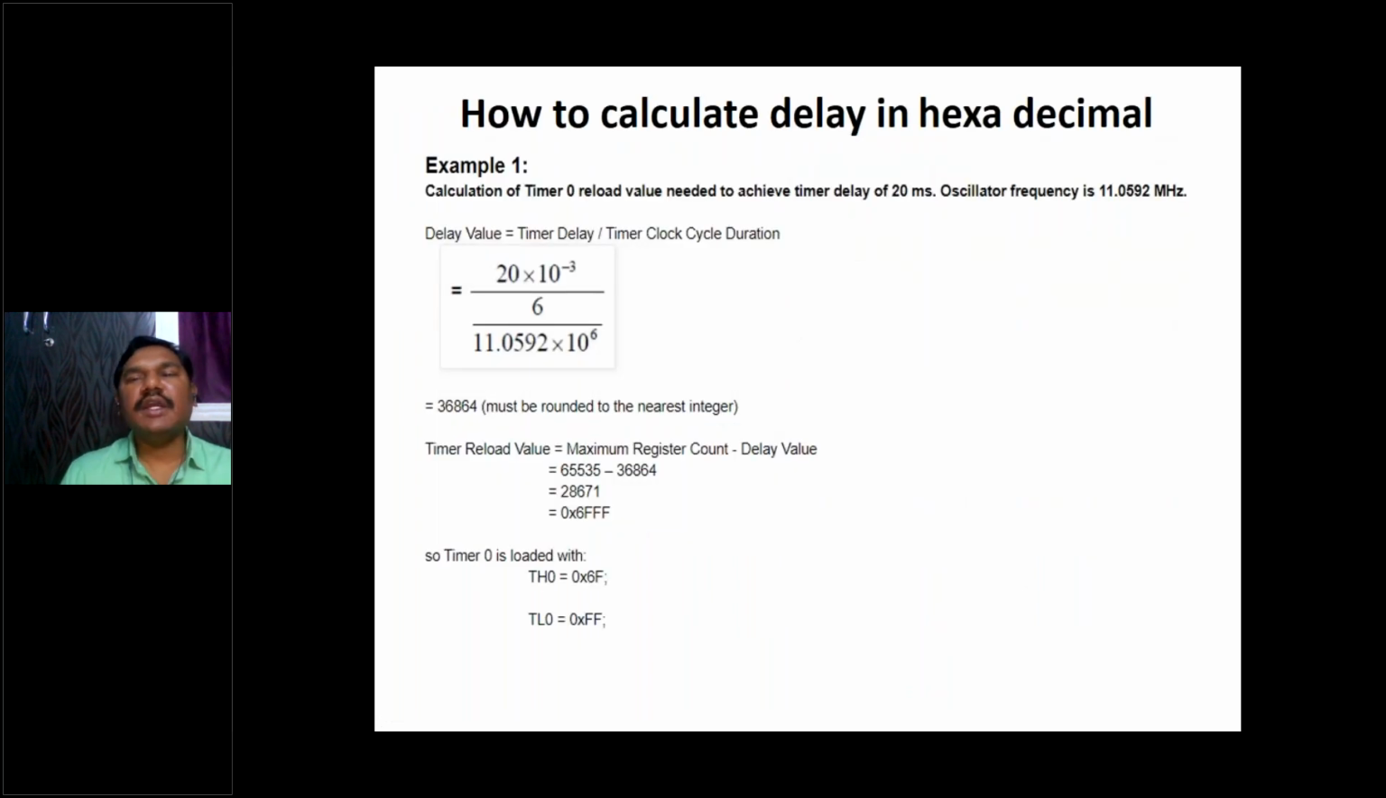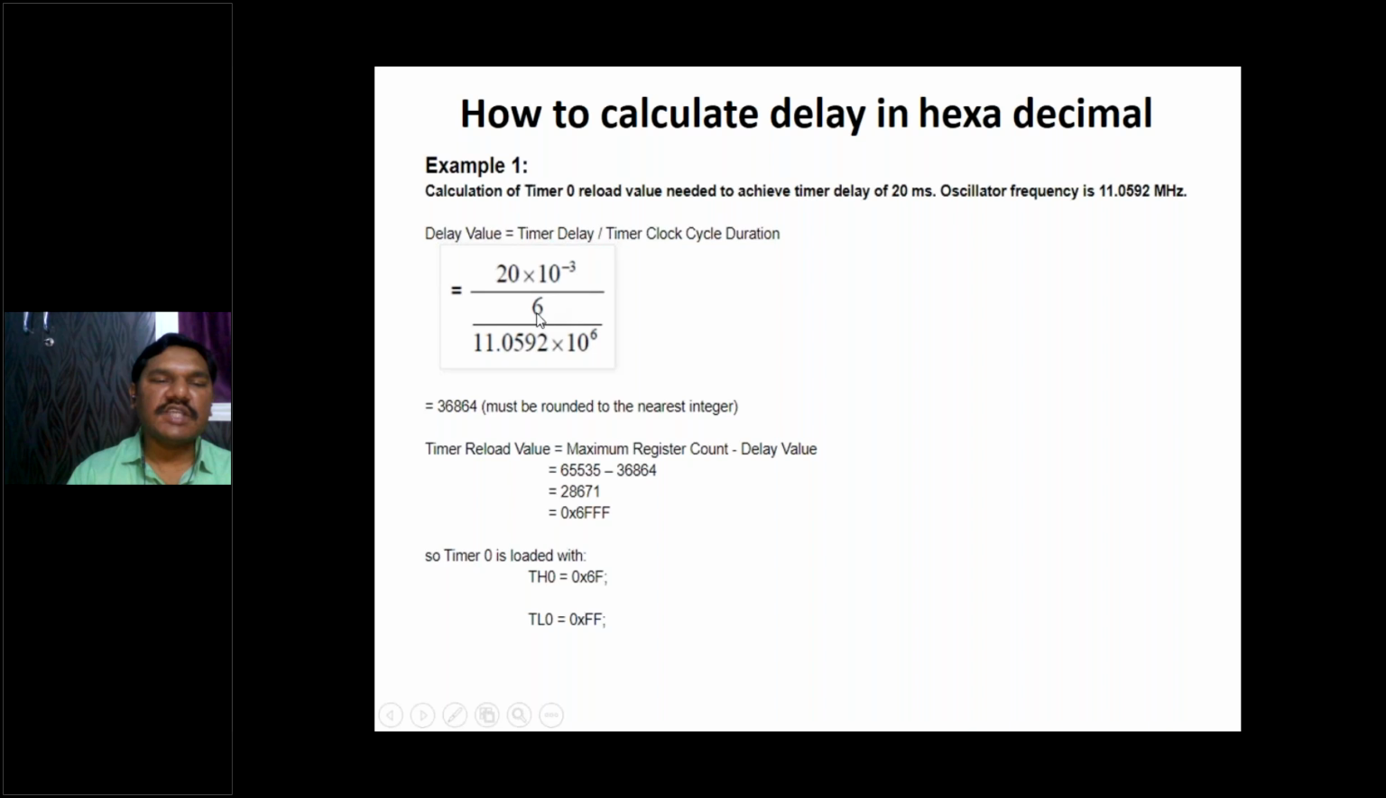Now, how to calculate the delay in hexadecimal, that we have seen already. Calculate the timer 0 reload value needed to achieve a timer delay of 20 milliseconds if the oscillator frequency is 11.0592 MHz. So the delay value in hexadecimal is equal to the required timer delay divided by the timer clock cycle duration, that is, the oscillator frequency. What timer delay do you want to run? It is 20 milliseconds. You want to generate a 20 millisecond signal. So 20 into 10 power minus 3, milli means 10 power minus 3.